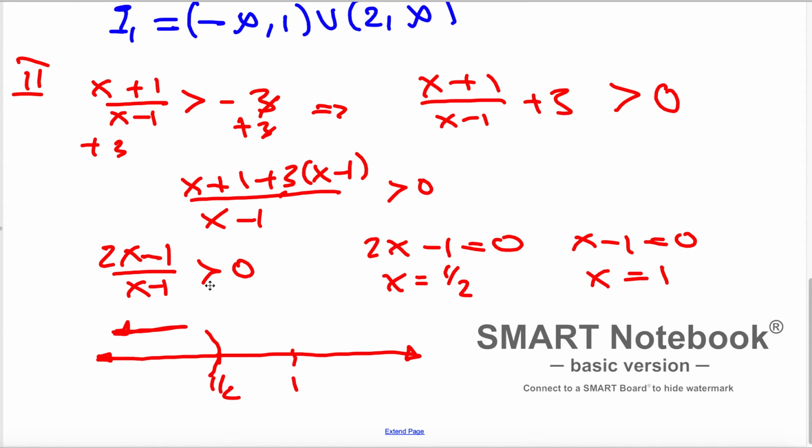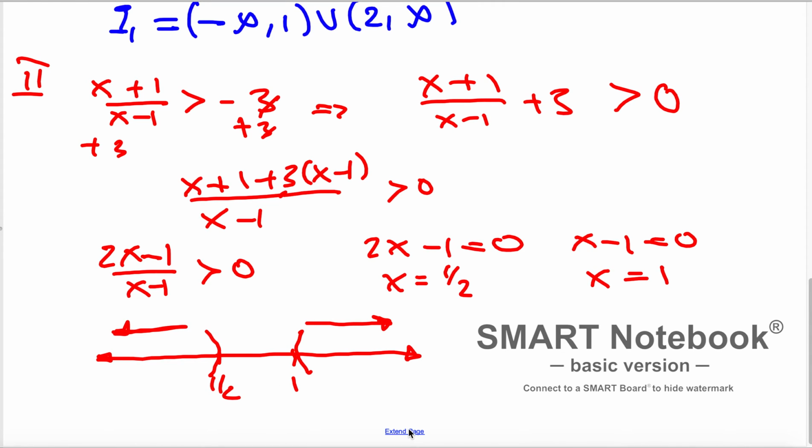But if we take, for example, 2, then 2 times 2 is 4, minus 1 is 3, and 2 minus 1 is 1, so positive divided by positive is a positive. The other part of the solution is going to be in this region here, above 1. But between 0.5 and 1 is not going to be part of the solution.